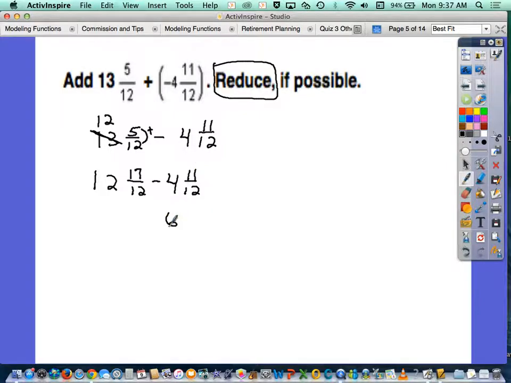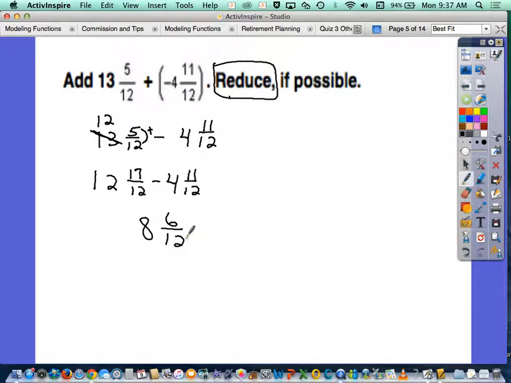17 minus 11 is 6, and 12 minus 4 is 8. Now we got to go back to the originals and decide, should it be negative or should it be positive? Should be positive, because the one with the greater absolute value, the greater distance from 0, was positive, right? And so we got that. But if you try to use 8 and 6/12, you won't get anywhere.